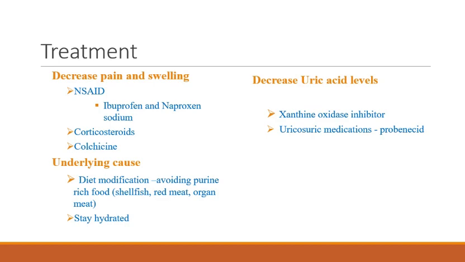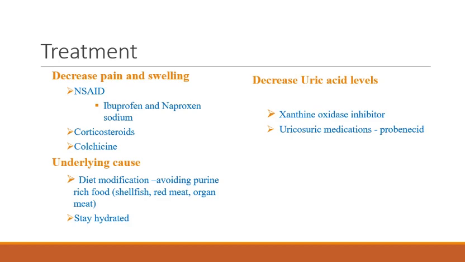treat gouty attacks. To treat the underlying cause of increased uric acid, though, it is important to modify the diet, doing things like staying well hydrated, reducing alcohol, and avoiding purine-rich foods such as shellfish, red meat, organ meat, etc. There are also medications that help to decrease uric acid levels, which include xanthine oxidase inhibitors like allopurinol.